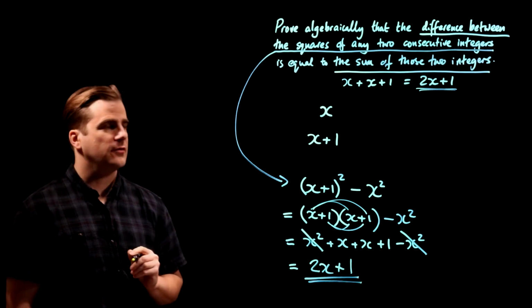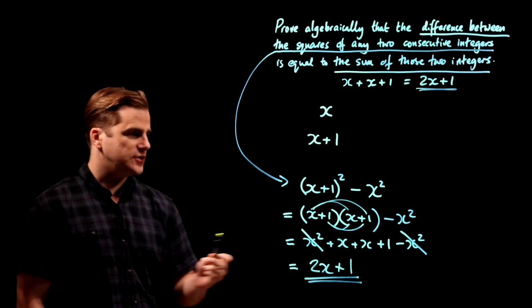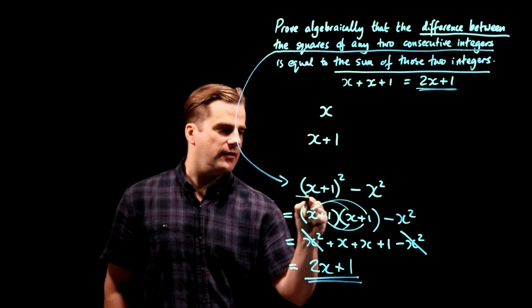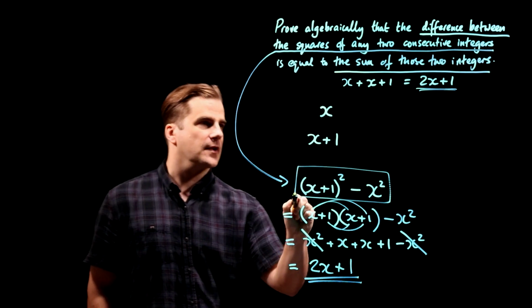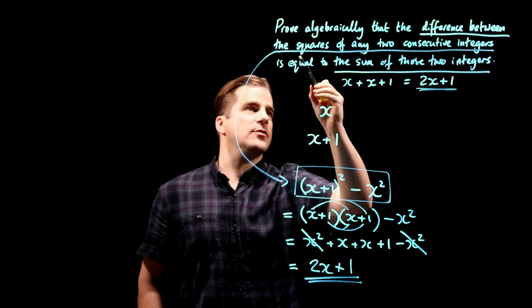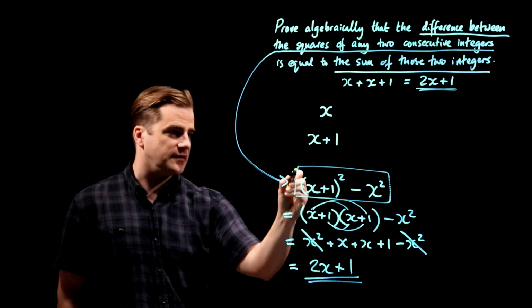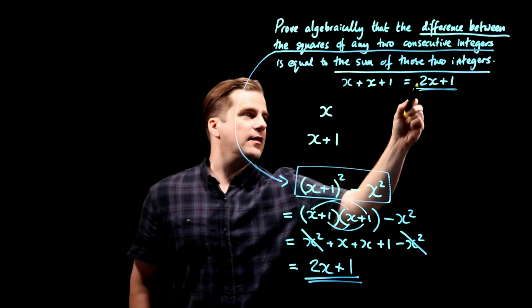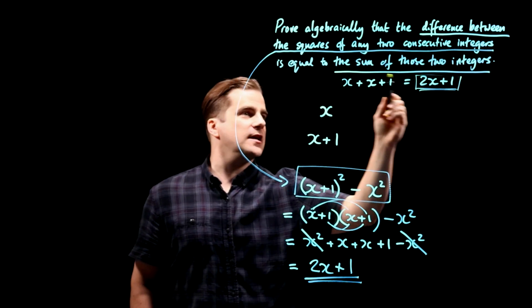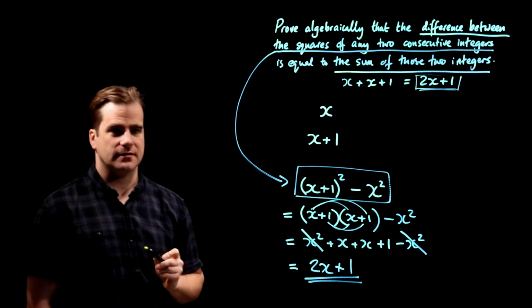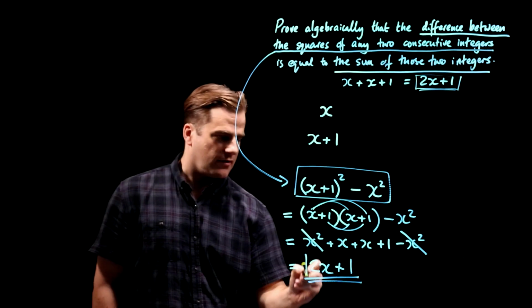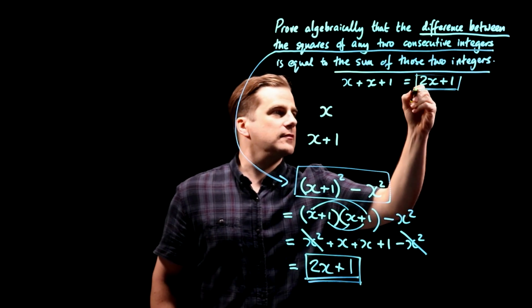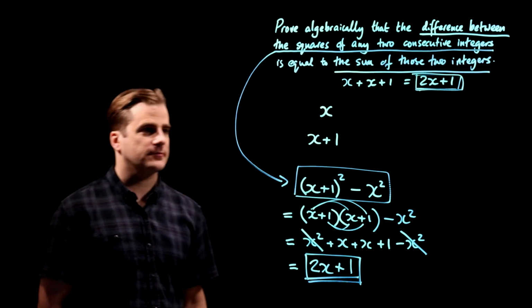There we go. We've done it. We've shown that this, which is the difference between the squares of any two consecutive integers, is equal to that, which is the sum of those two integers. Because that and that are the same.